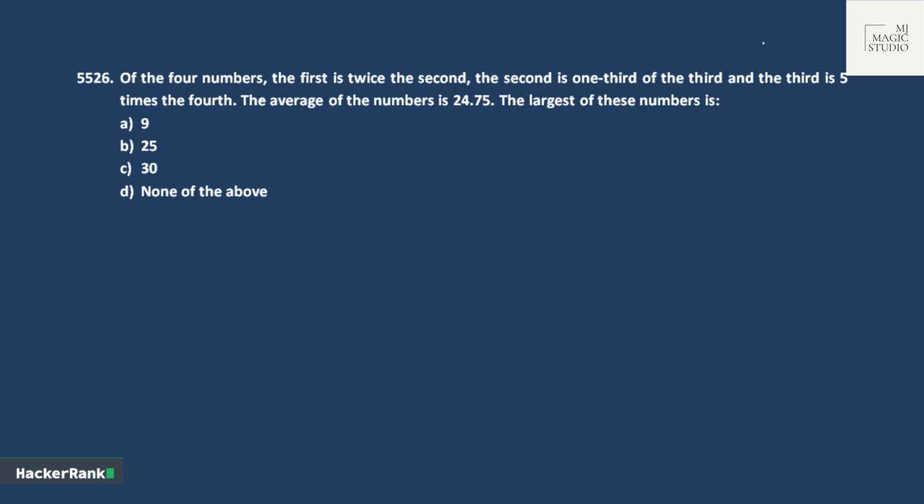Out of 4 numbers, the first is twice the second, the second is 1/3 of the third, and the third is 5 times the fourth. We have A, B, C, D. Fourth one is D. Third is 5 times the fourth, so this is 5D. Second is 1/3 of the third, so the second is 5D by 3. And the first is twice the second, that is 2 times 5D by 3, that would be 10D by 3.